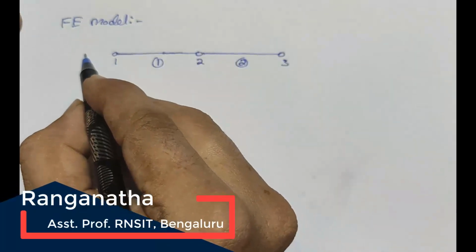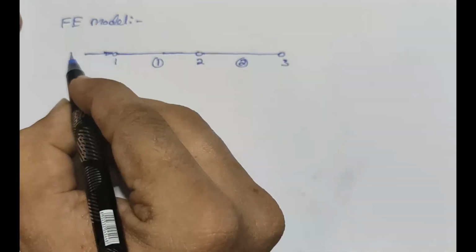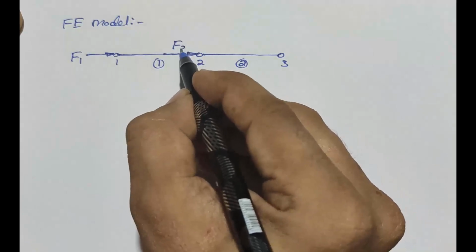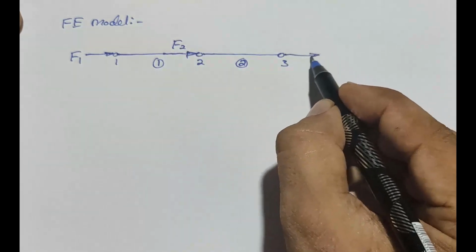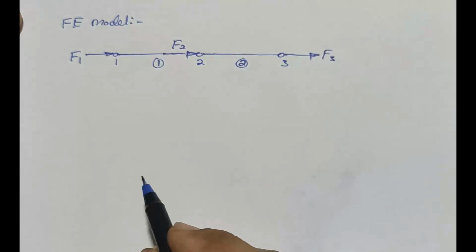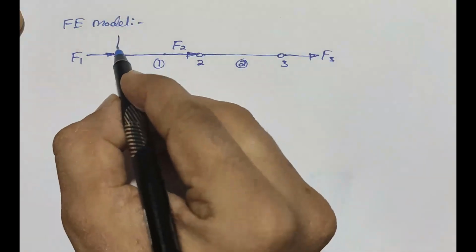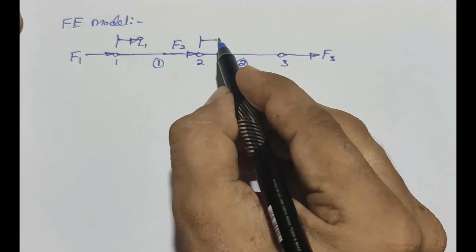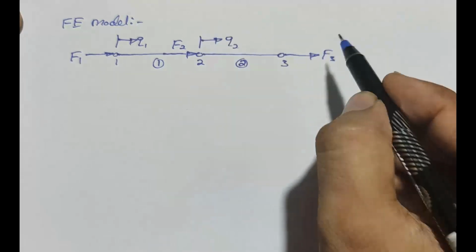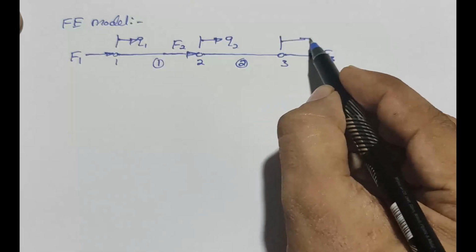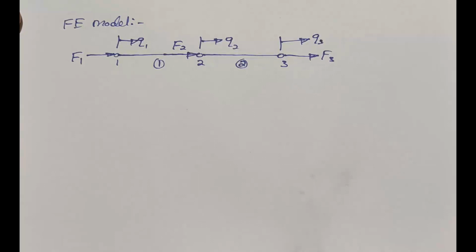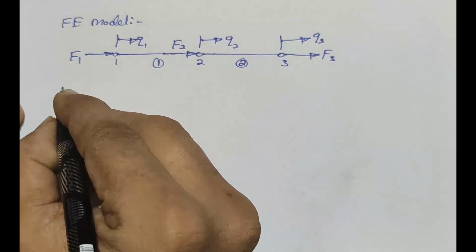Nodal forces F1 at node 1, F2 at node 2, F3 at node 3, and nodal displacements Q1 at node 1, Q2 at node 2 and Q3 at node 3. This is the finite element model of the given continuum. Next is elemental stiffness matrix.